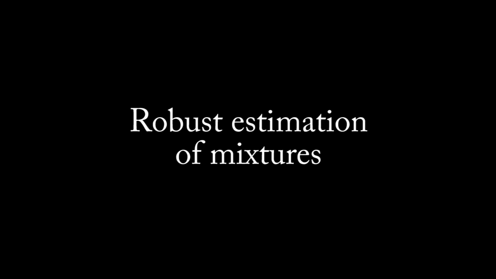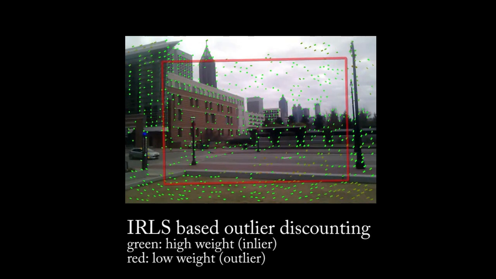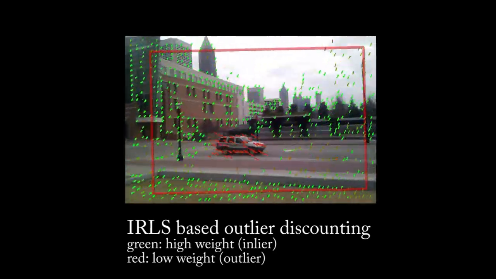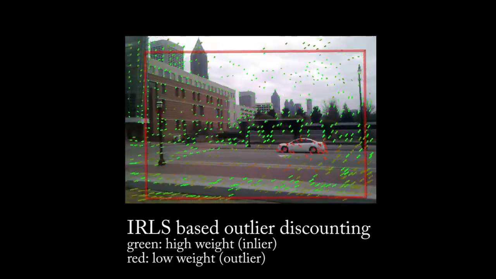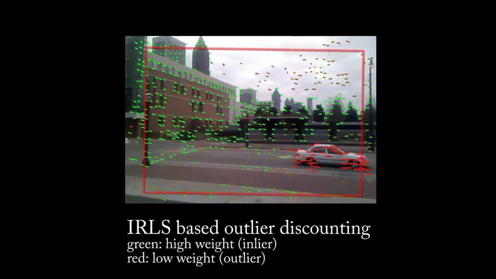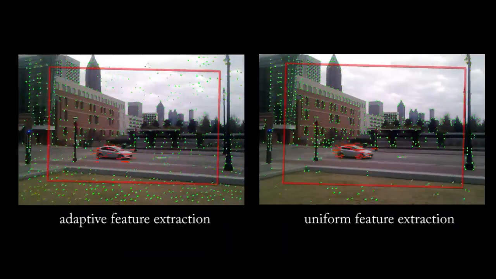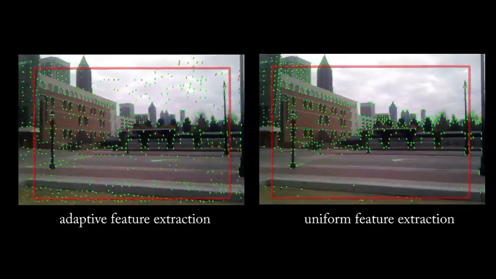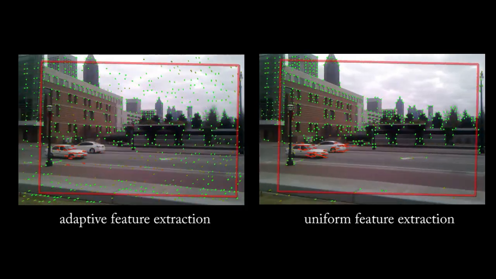We achieve robust estimation of homography mixtures using iterative reweighted least squares to weigh feature tracks with respect to their registration error. Note how foreground motions are discounted. Here we compare our adaptive feature extraction with conventional uniform extraction. Notice how the density in low textured regions is substantially improved.